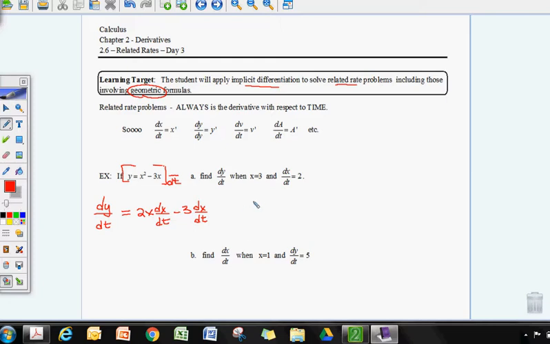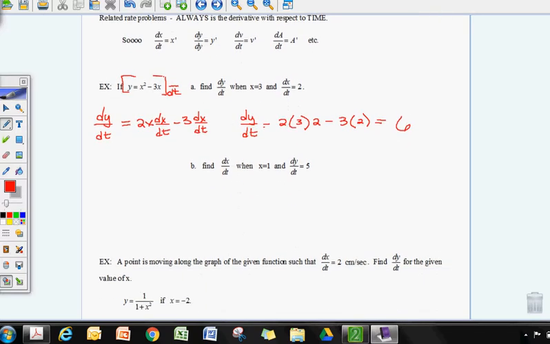So now it's just a matter of plugging it in. So my dy/dt is going to equal 2, oh, there's an x, so plug in a 3, dx/dt, plug in a 2, subtract 3, there's a dx/dt, plug in a 2, and when we work that out, 2 times 3 is 6, times 2 is 12, subtract 6, my answer is 6. Okay, so just kind of warming you up.